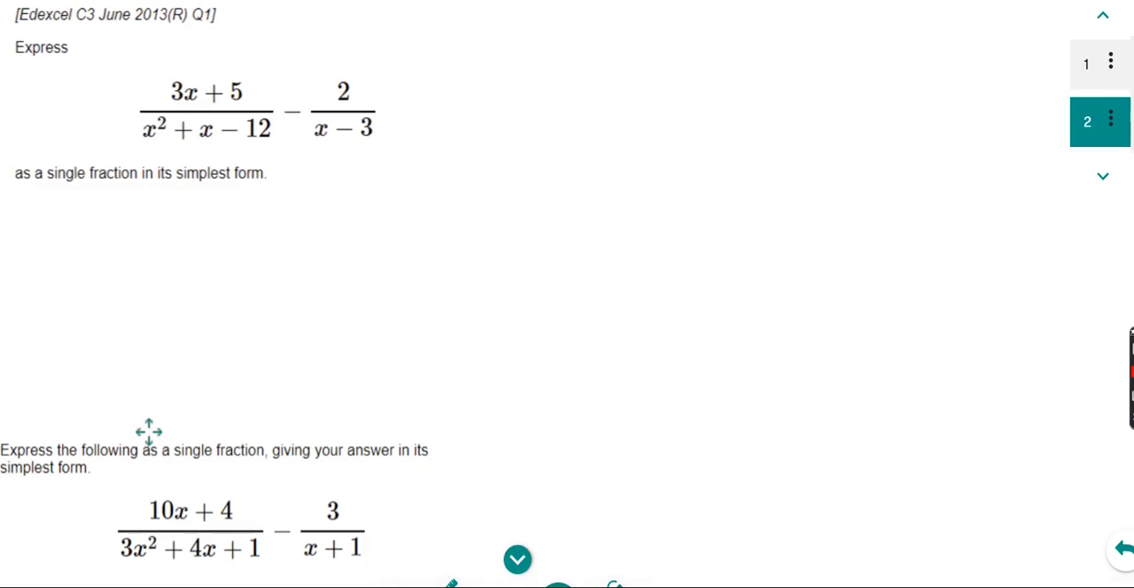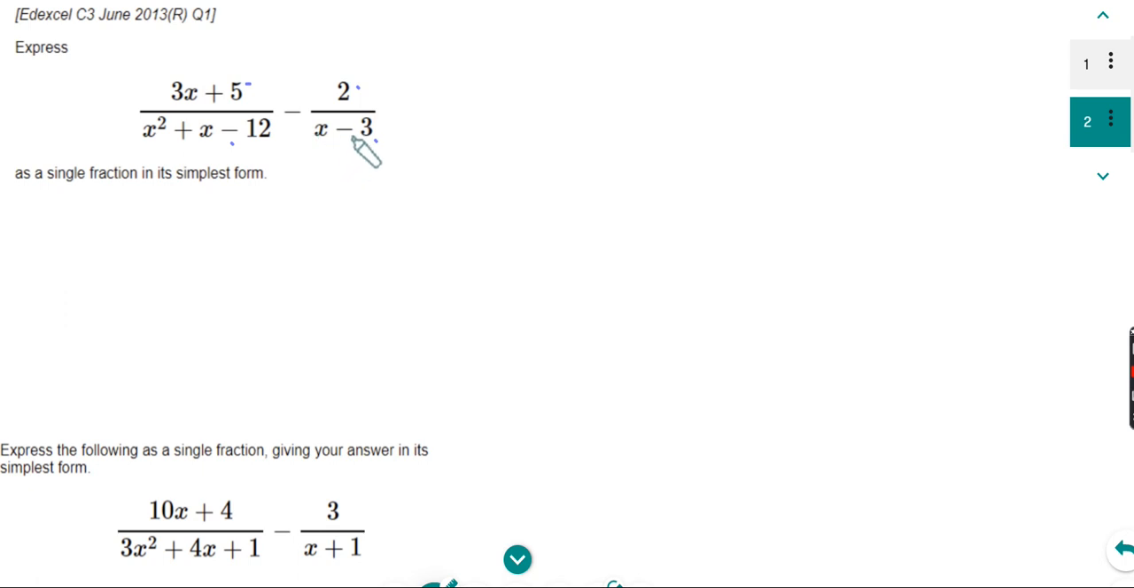Some of the test your understanding questions now. We've got 3x plus 5 over some quadratic, minus 2 over x minus 3. So prime numbers there, left and right, nothing I can do. 2x minus 3, nothing to do there. We're going to factorize this quadratic.